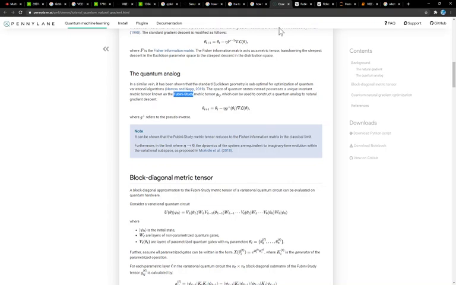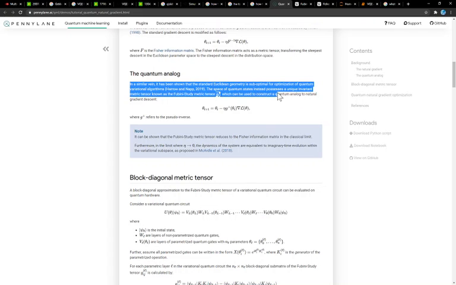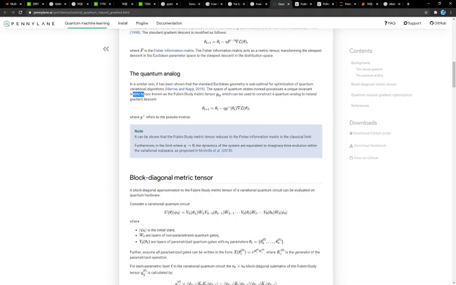Okay, but I don't know exactly what it is. So, yeah. The space of quantum states instead possesses a unique invariant metric tensor known as the Fubini-Study metric tensor, which can be used to construct a quantum analog to quantum gradient descent. The space of quantum states.